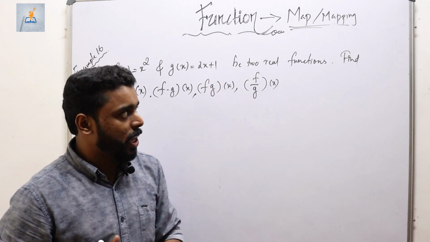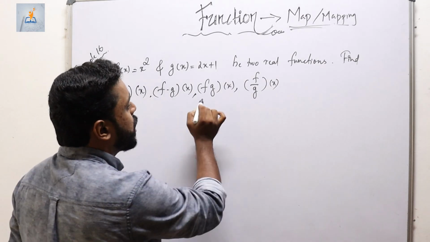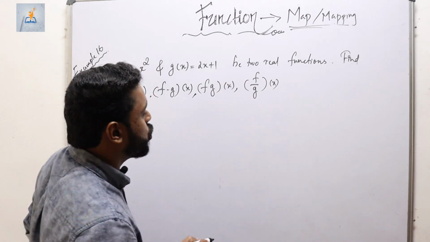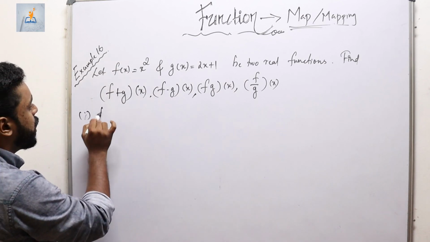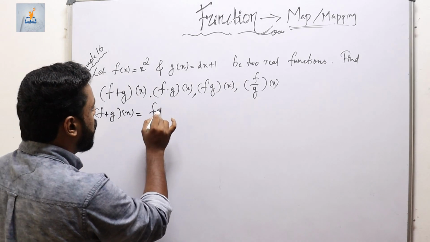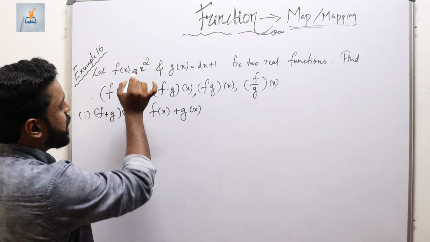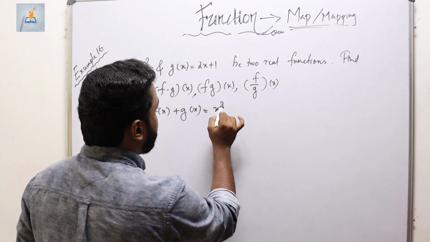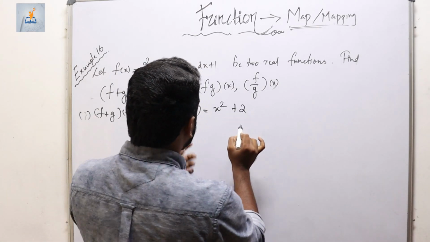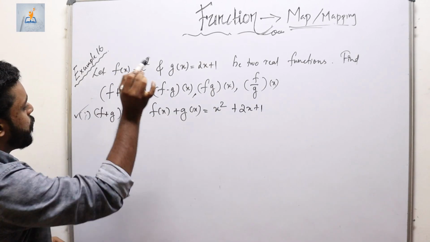So we are given two real functions. Find f plus g of x, f minus g of x, f g of x, and f by g of x. So we shall find f plus g of x first. It is equal to f of x plus g of x. Now, what is f of x? It is known to us. It is x square, plus g of x, which is nothing but 2x plus 1. So this is what f plus g of x is.